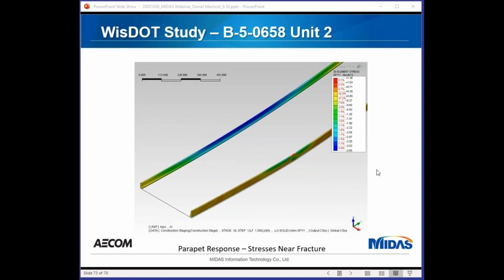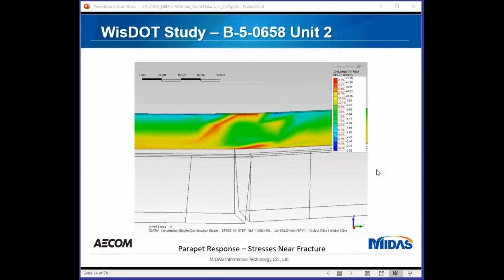This is a plot of the stresses of the parapets, the concrete parapets. You can see that on the right parapet, there's some tension because again, the right girder has broken, so the parapet is basically dropping. And then on the left parapet, there's some bigger compression because it's bending more in positive bending. This is a view of the parapets close to the fracture point. Again, there's some tension in the parapets at the bottom on the right parapet.